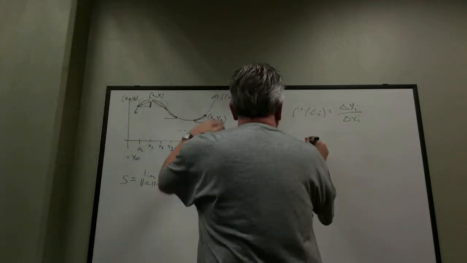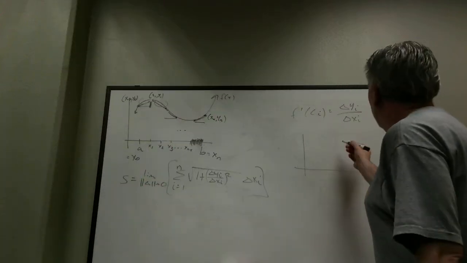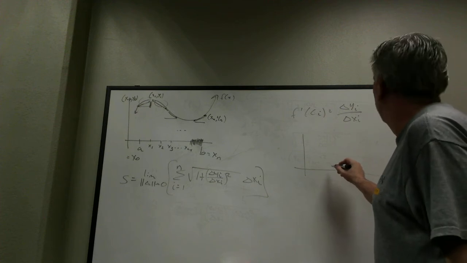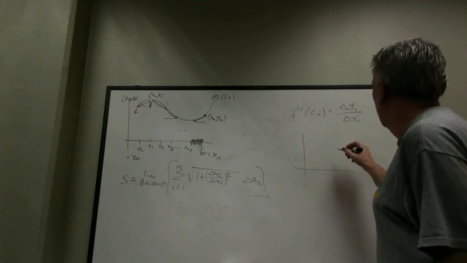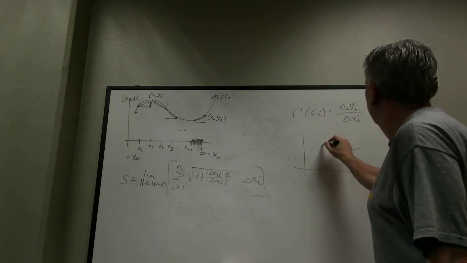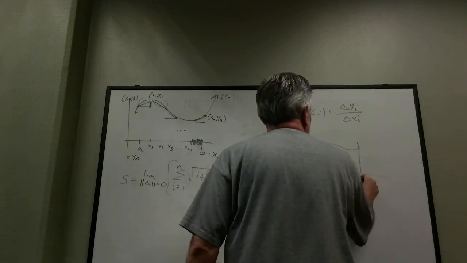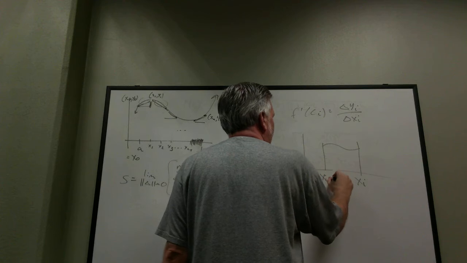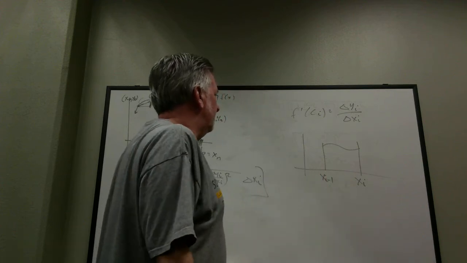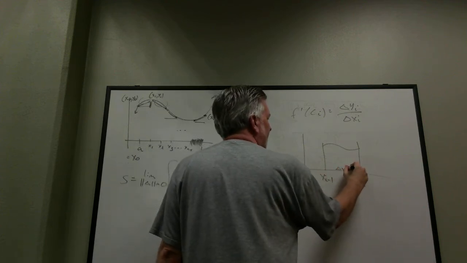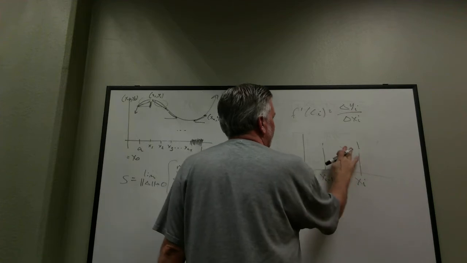Okay, let me just draw this curve again. All right, so we're in some interval, whatever. So I'm exaggerating here. This is one of the intervals here. So we have xi and xi minus 1. So this is delta xi. So let me exaggerate this too.